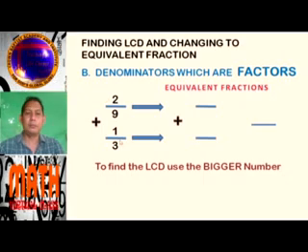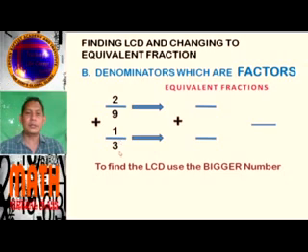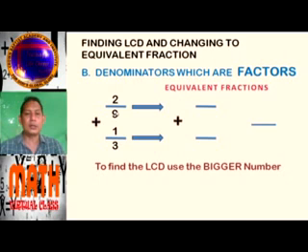In this case, 2/9 plus 1/3, 3 is just a factor of 9, because we know that 3 times 3 is equal to 9. Therefore, 3 is just a factor of 9. So to find the LCD, use the bigger number. The bigger number is 9. Of course, again, you divide, you multiply, and the answer is 2 over 9.